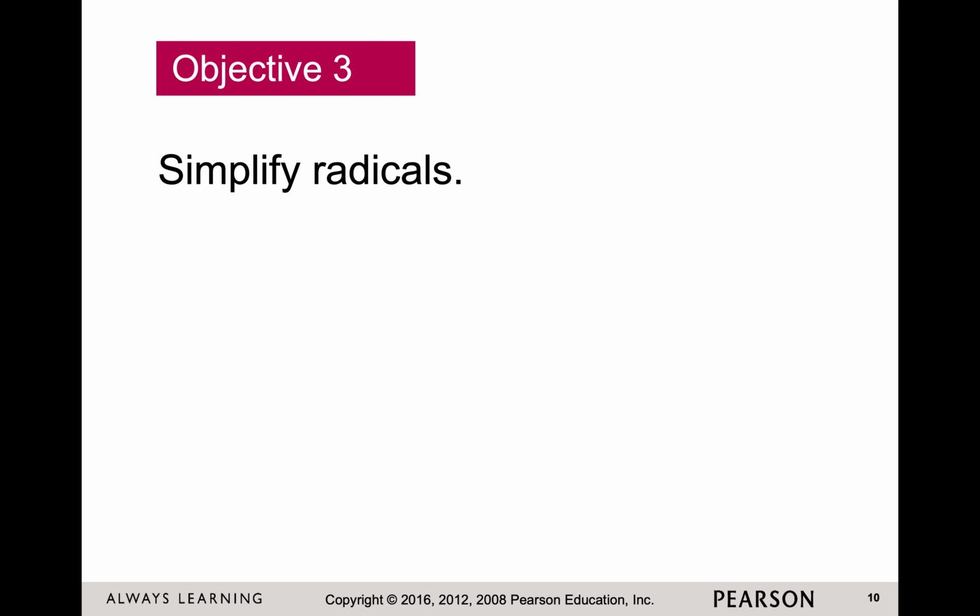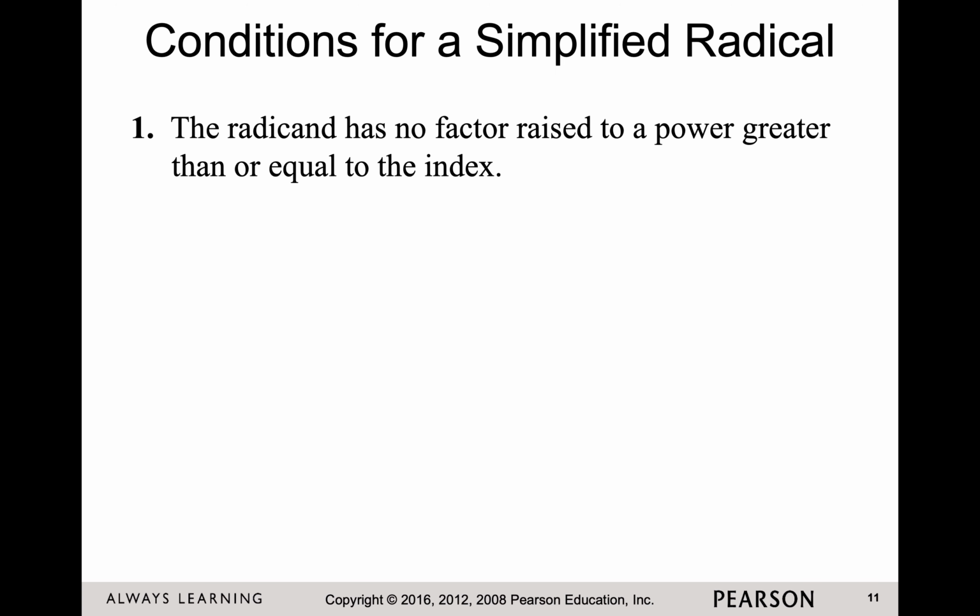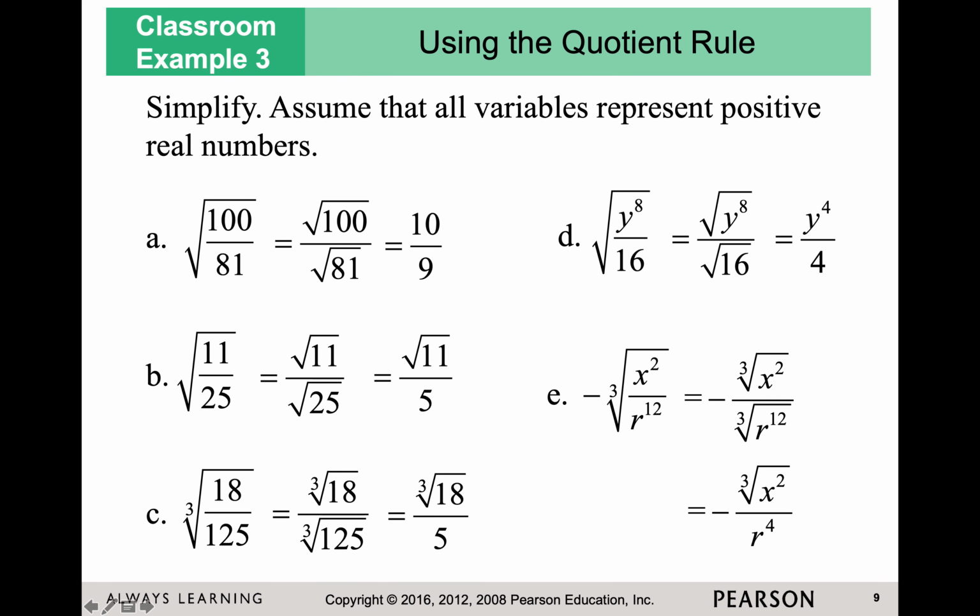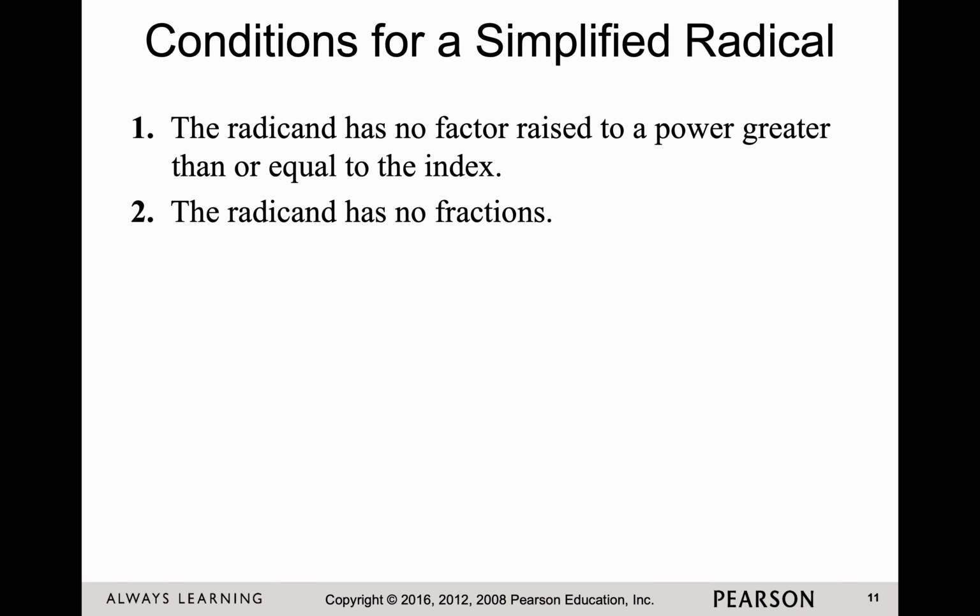Now we're just going to look at, okay, let's just simplify some radicals. Let's make things easier. Here are some conditions. The radicand has no factor raised to a power greater than or equal to the index. What does that mean? That means, like this case, there is nothing greater than 3 under my radical, so that's as simple as it gets. I don't need to simplify that.